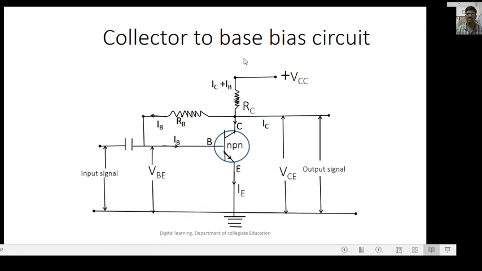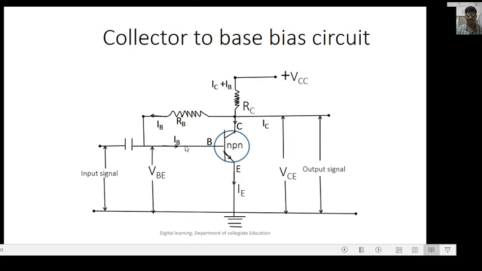Collector to base bias circuit. Here the name indicates itself. This is the biasing point here. In collector to base bias, the RC is connected between the collector and plus VCC. Therefore IC plus IB, both these currents, flow into the transistor. That's why we call it a collector to base bias circuit.